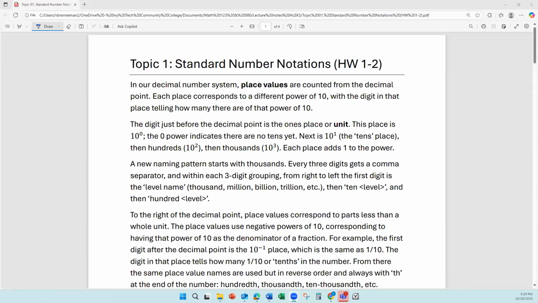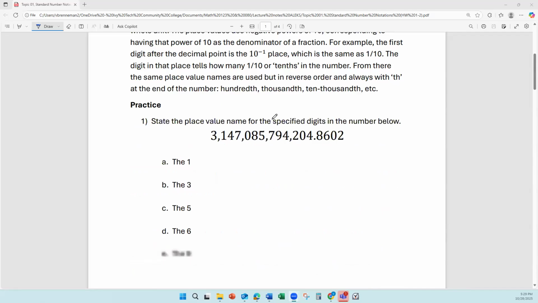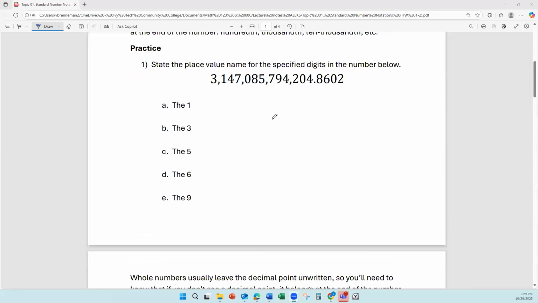This video is over the topic 1 practice problems. So this is standard number notations. And practice question number 1, we are looking for place value names.